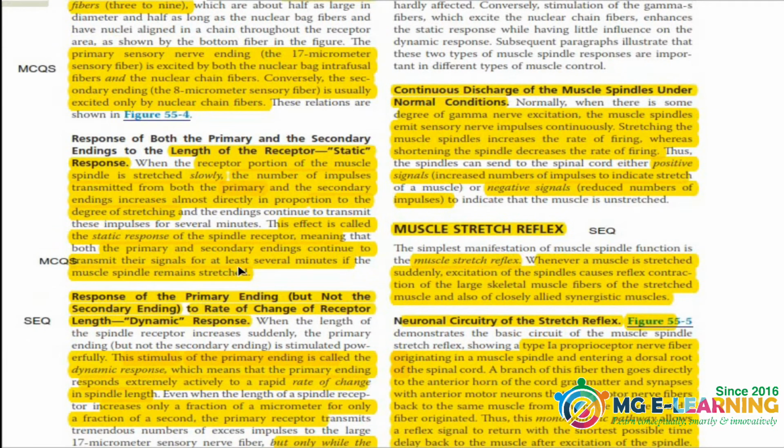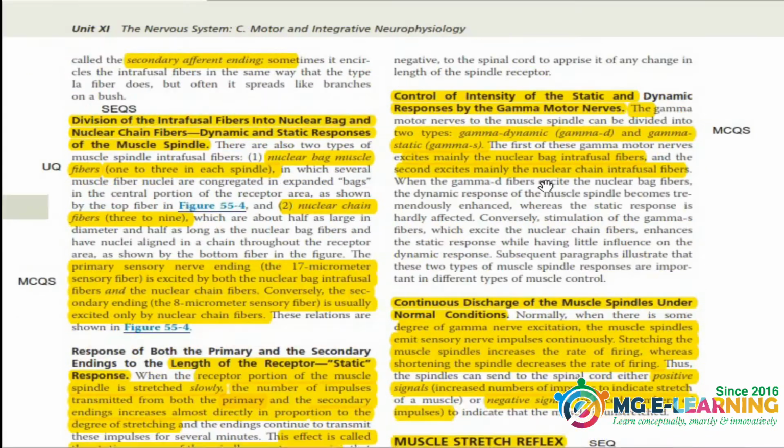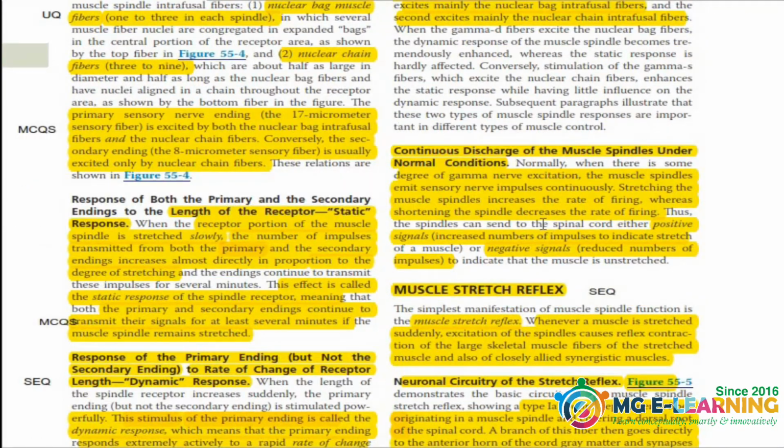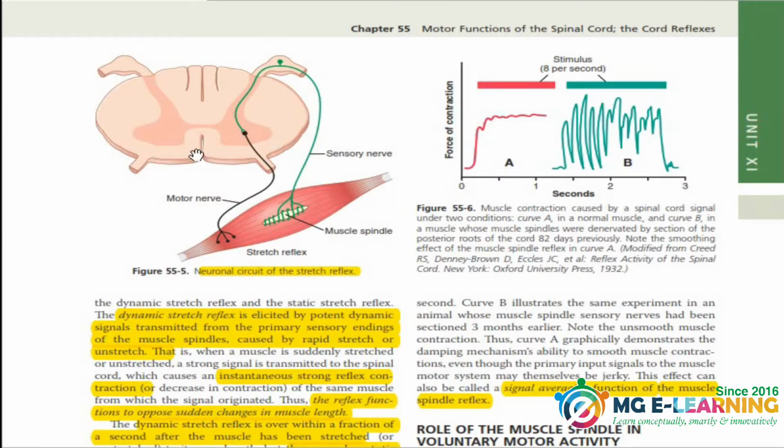This is the continuation of that topic, the static response and then the dynamic response. This is a very important question. Then the control of intensity is important for your MCQ. Continuous discharge in a normal condition is also an important topic. Next is the muscle stretch reflex. This is a very important SCQ, and this diagram goes along with that question.